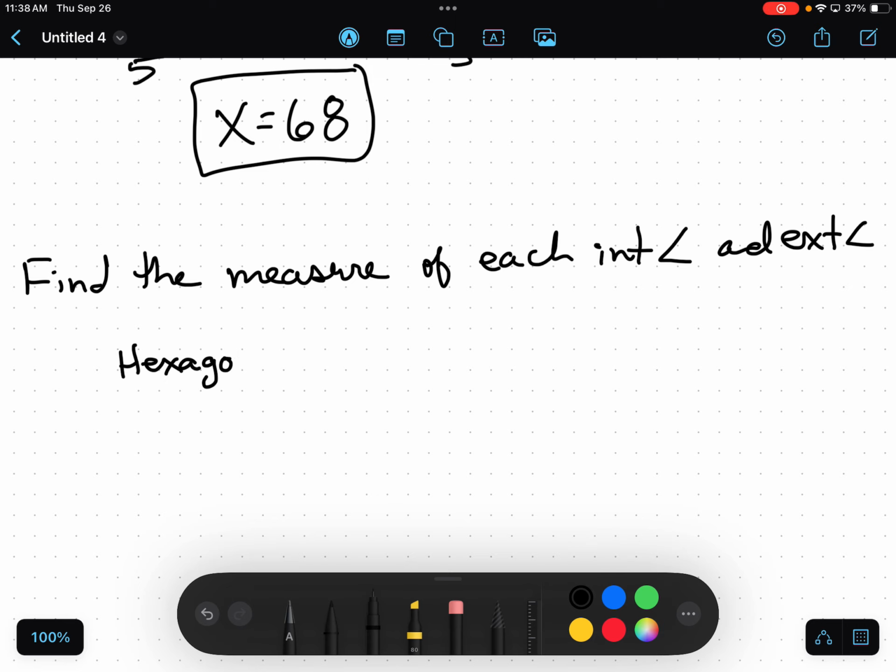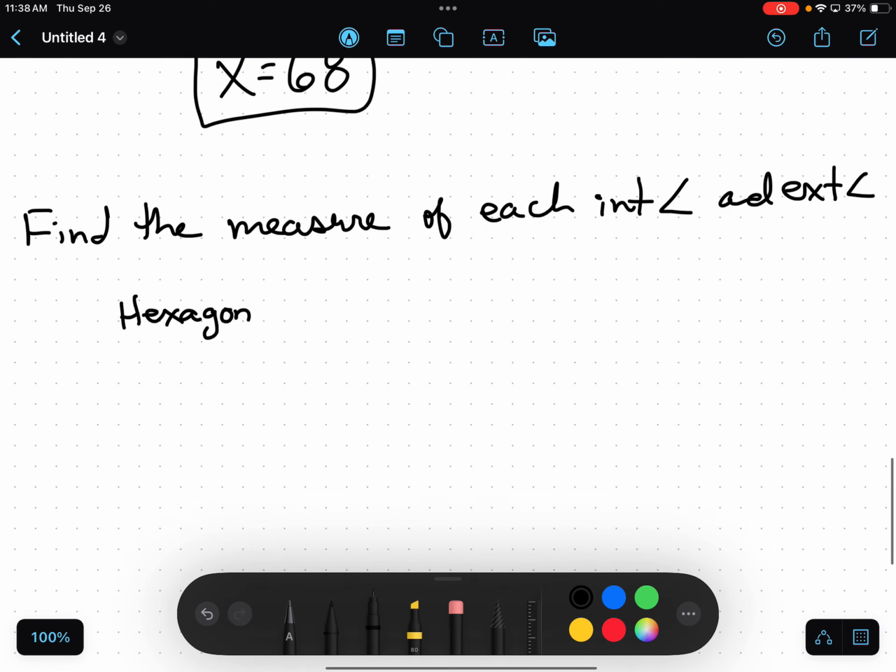And the difference from yesterday, when I gave you a hexagon, you just did this: you did 6 minus 2, because it's 6 sides, and times it by 180. And you ended with 720. Again, how you got that was you took 6 minus 2, got 4, and then took 4 times 180.